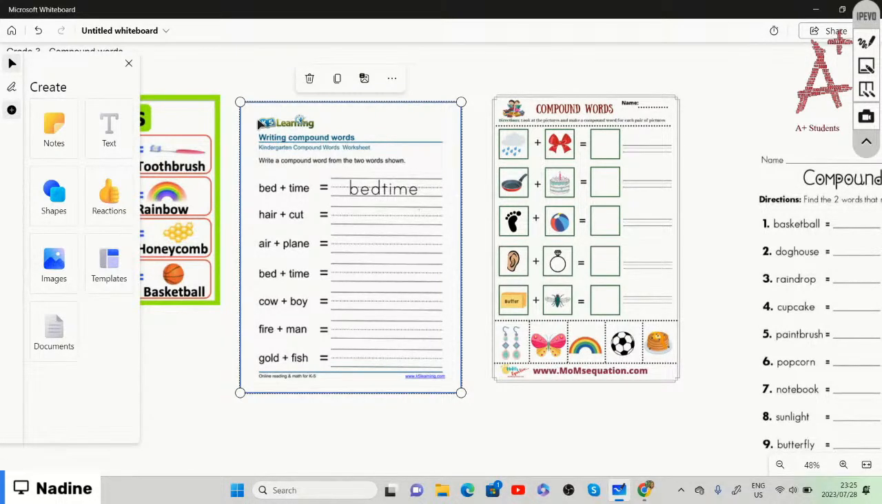So now if we look at the different words, we need to fill in the compound word. Looking at the second one, hair plus cut. Hair is a word that stands on its own, as well as cut. If we combine the two words, then we can say it is haircut. So haircut.